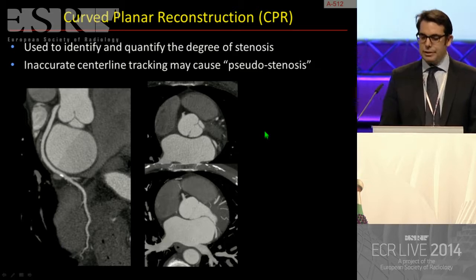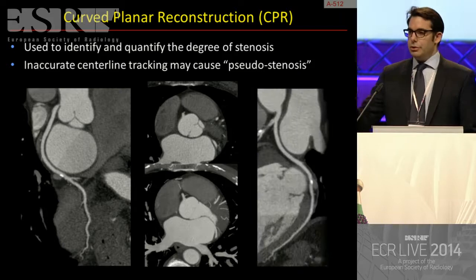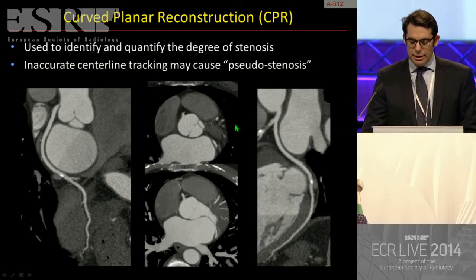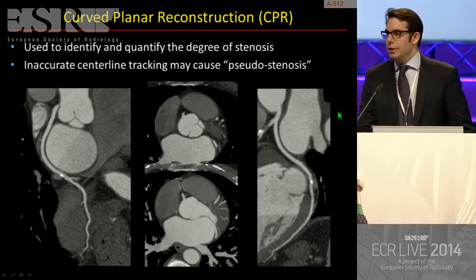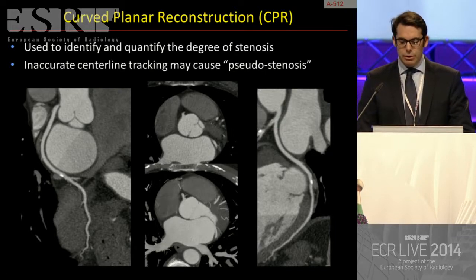What's happening there? The center line is not well depicted, so you just change the points, and you will find that the point may have jumped to this area. You correct that point, and you don't see any stenosis there. So remember always to look at the axial images when you do post-processing.